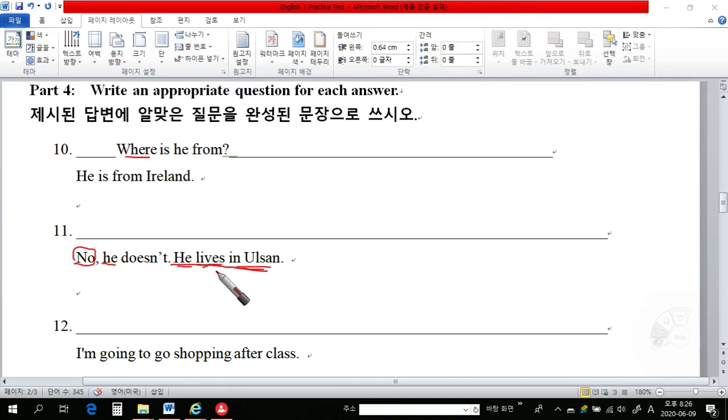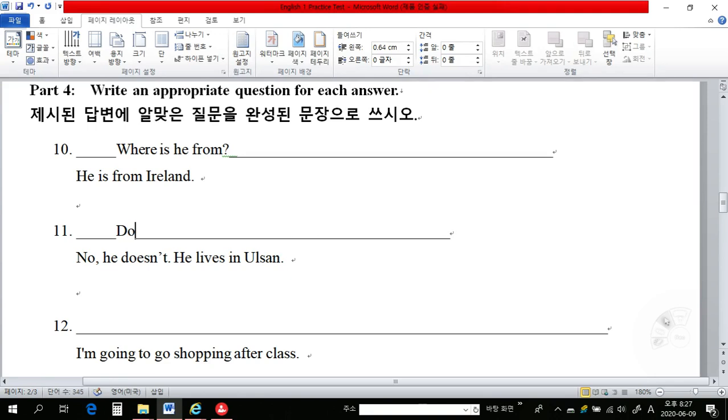So where lives he, or where does he live? Okay, so where does he live? He lives in Ulsan. Okay? That's not the question. Or that's not the answer. The answer is no, he doesn't. Okay, so probably from this answer here, we can see the verb asked right here. So we know the first word is does. Okay, save you the bother.